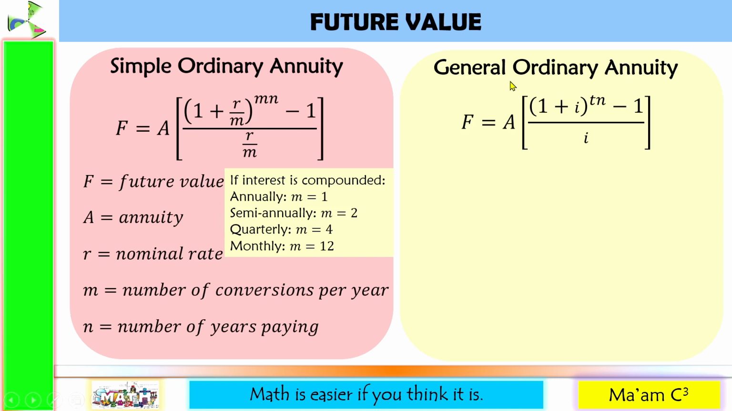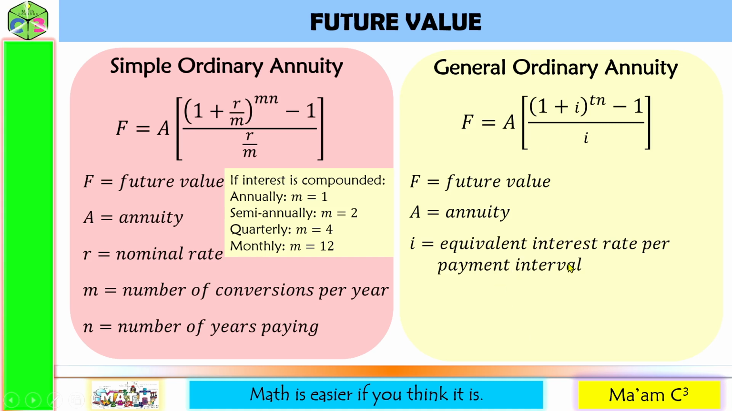It is because the only difference between simple and general annuities is the interest to be used. Let me explain. By the way, F here is still the future value and A is the amount of annuity. R over M here, which is the nominal rate divided by the number of conversions per year, is actually the interest rate. So here I used letter I. It is the equivalent interest rate per payment interval.